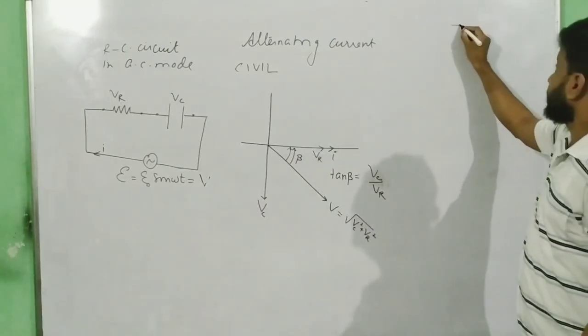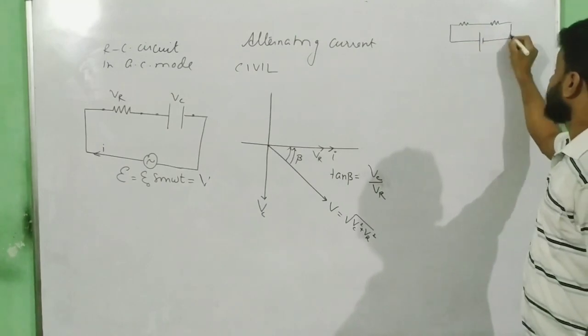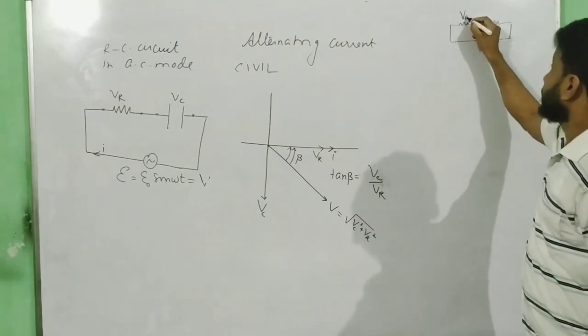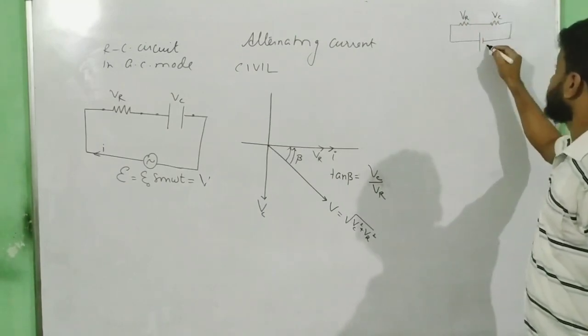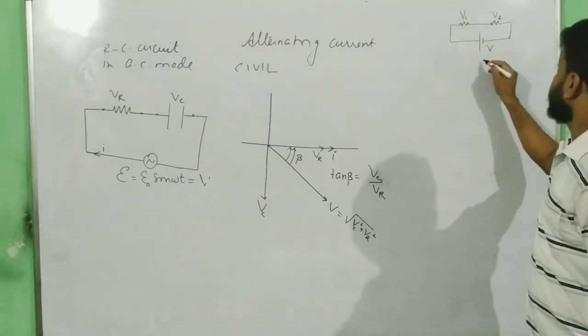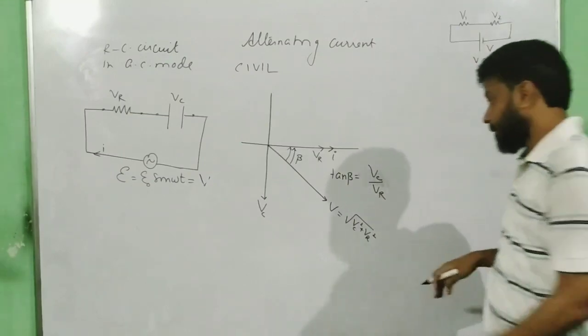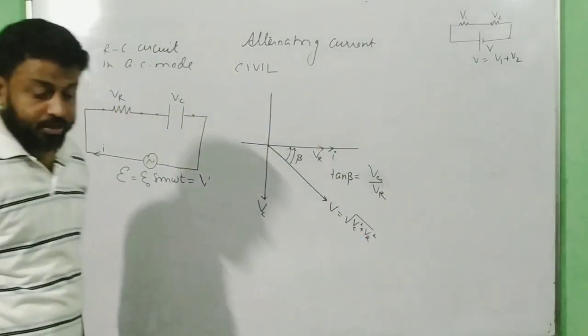This I am writing over here, okay? This is your VR, this is your VC, this is your V. V1, V2, and so V is equal to V1 plus V2. This happens in a DC motor. Now, the space is free now.